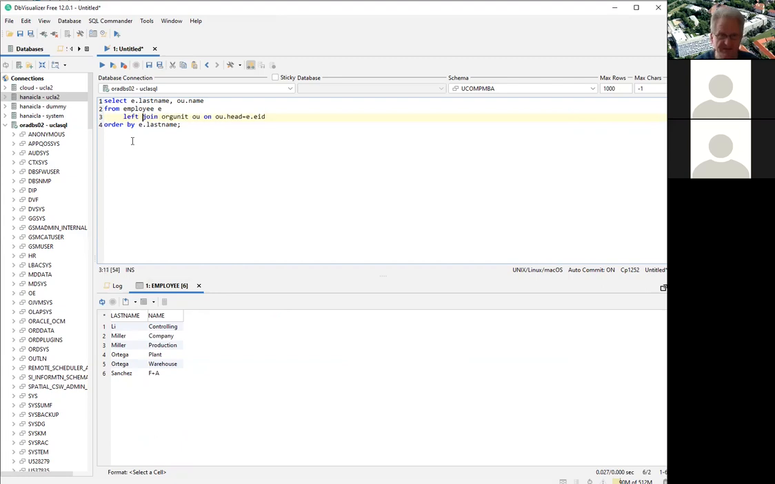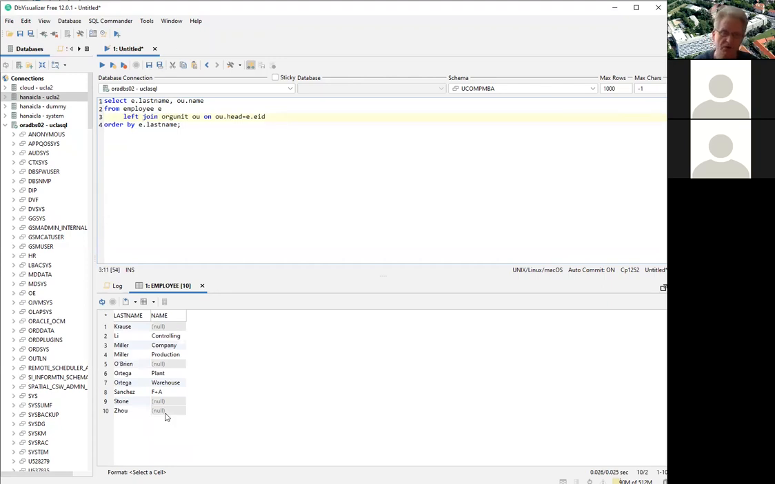If I add a left here, then also the remaining ones appear, because Krause has not been in the output before the left join, but now Krause and O'Brien and Stone and Joe are also included in the result here. But of course, because they are not connected via the head-of relationship, the outer join delivers a null value here.